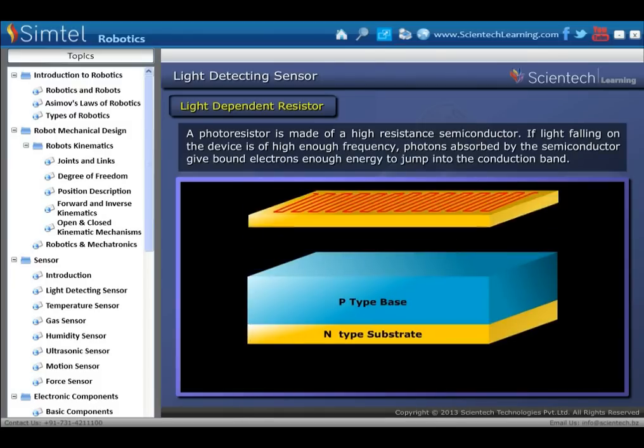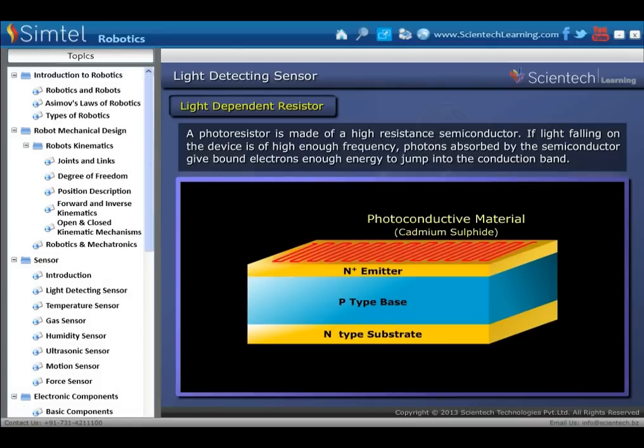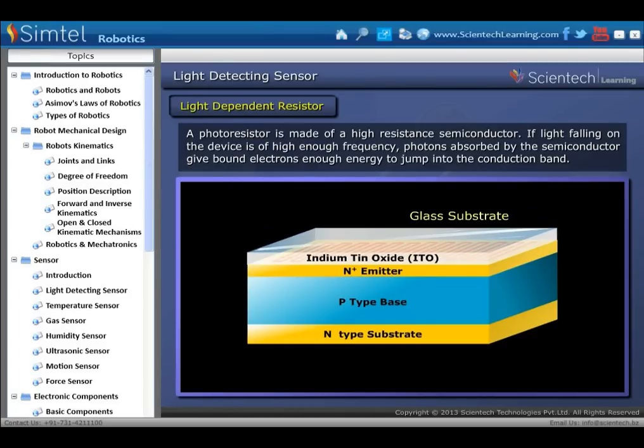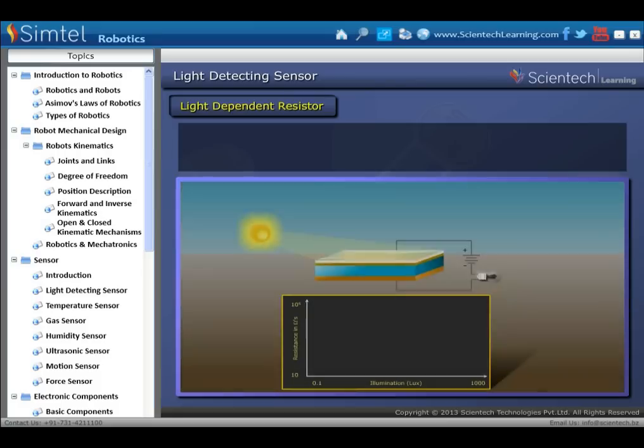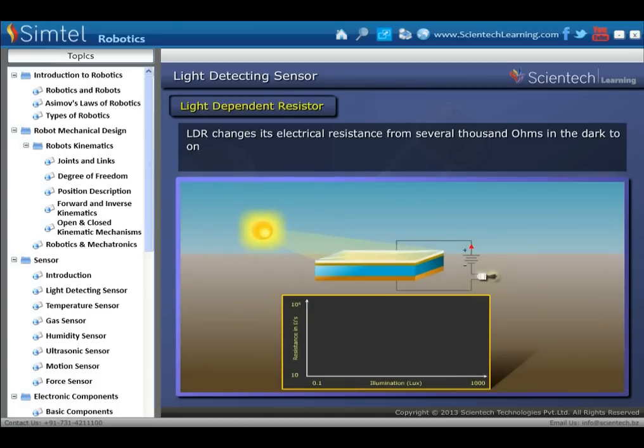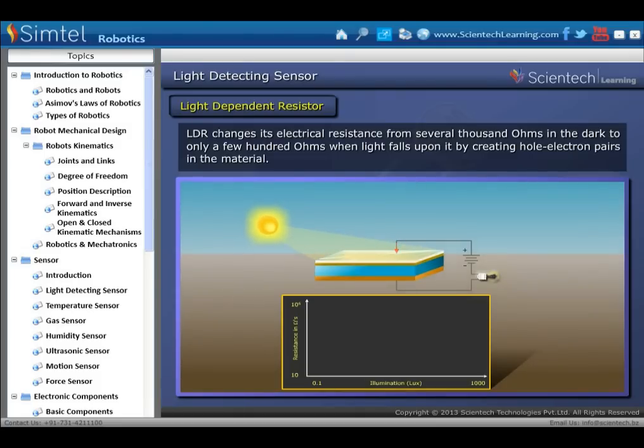If light falling on the device is of high enough frequency, then photons absorbed by the semiconductor give bound electrons enough energy to jump into the conduction band. The LDR changes its electrical resistance from several thousand ohms in the dark to only a few hundred ohms when light falls upon it, by creating hole-electron pairs in the material.